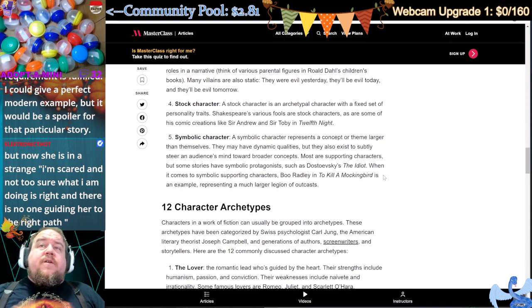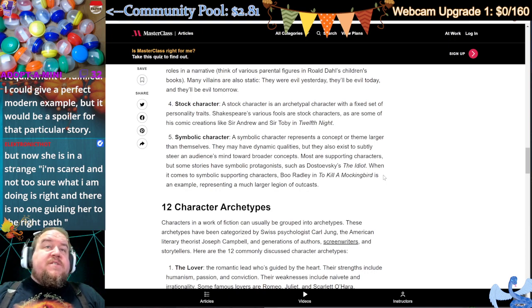A stock character. A stock character is an archetypical character with a fixed set of personality traits. Shakespeare's various fools are stock characters, as are some of his comic creations like Sir Andrew and Sir Toby in Twelfth Night.